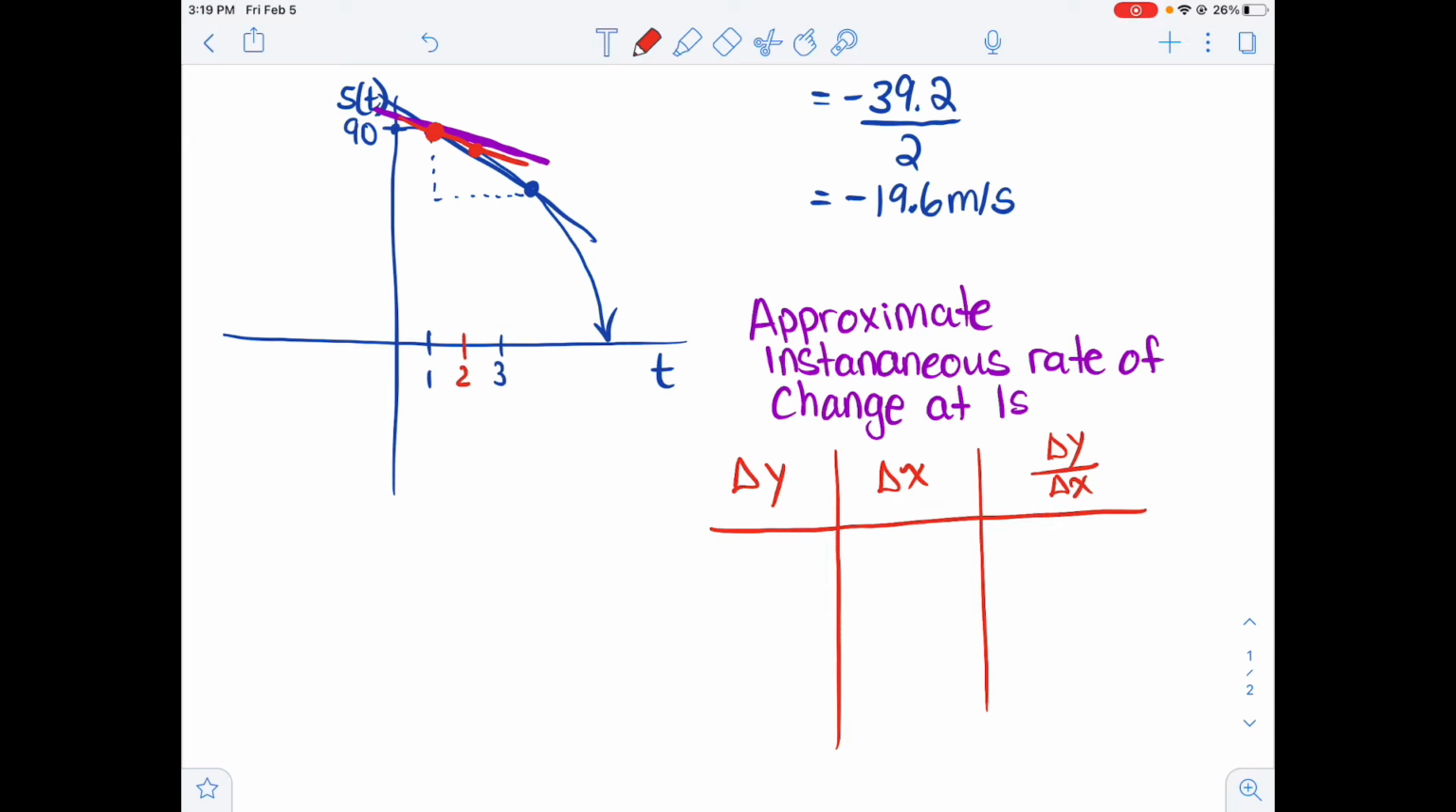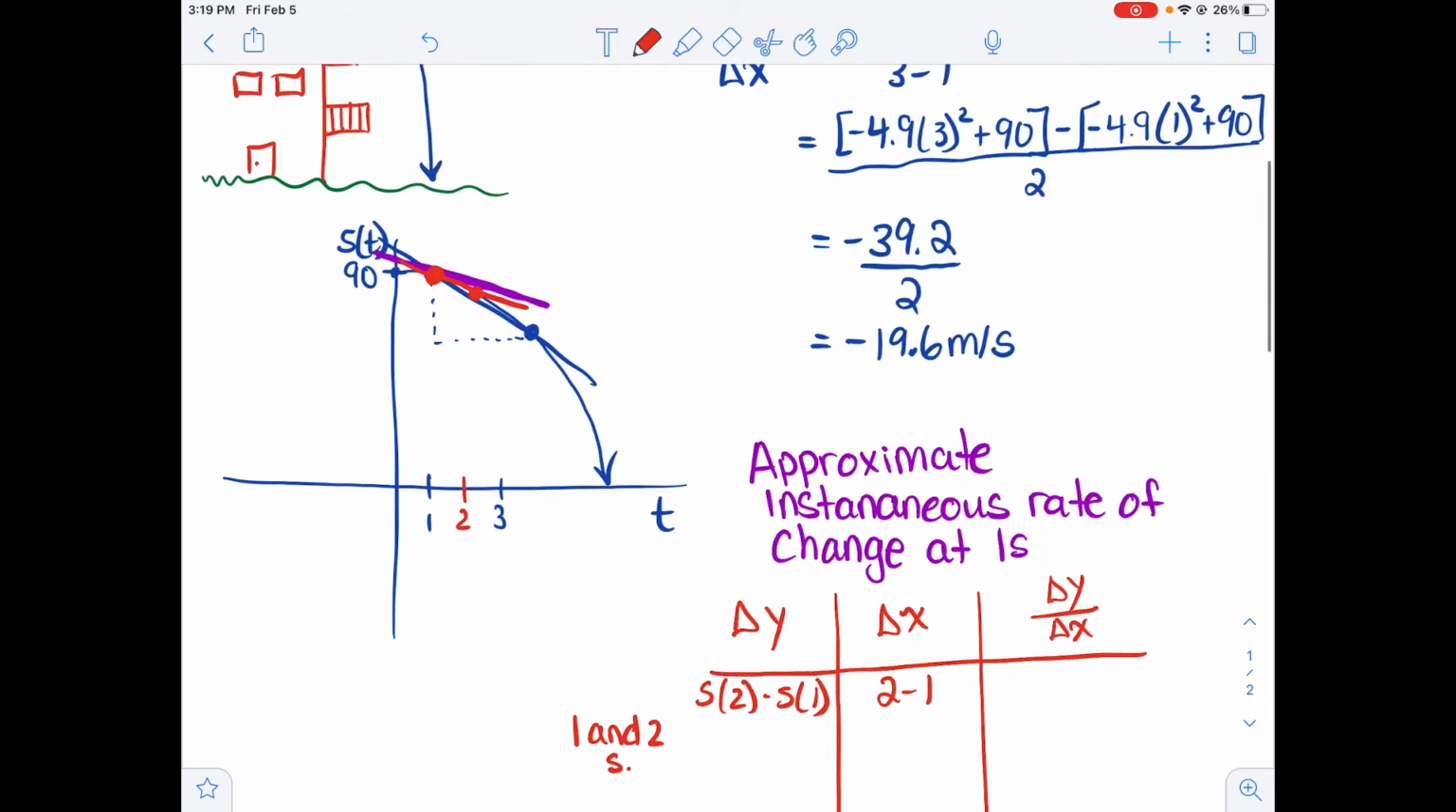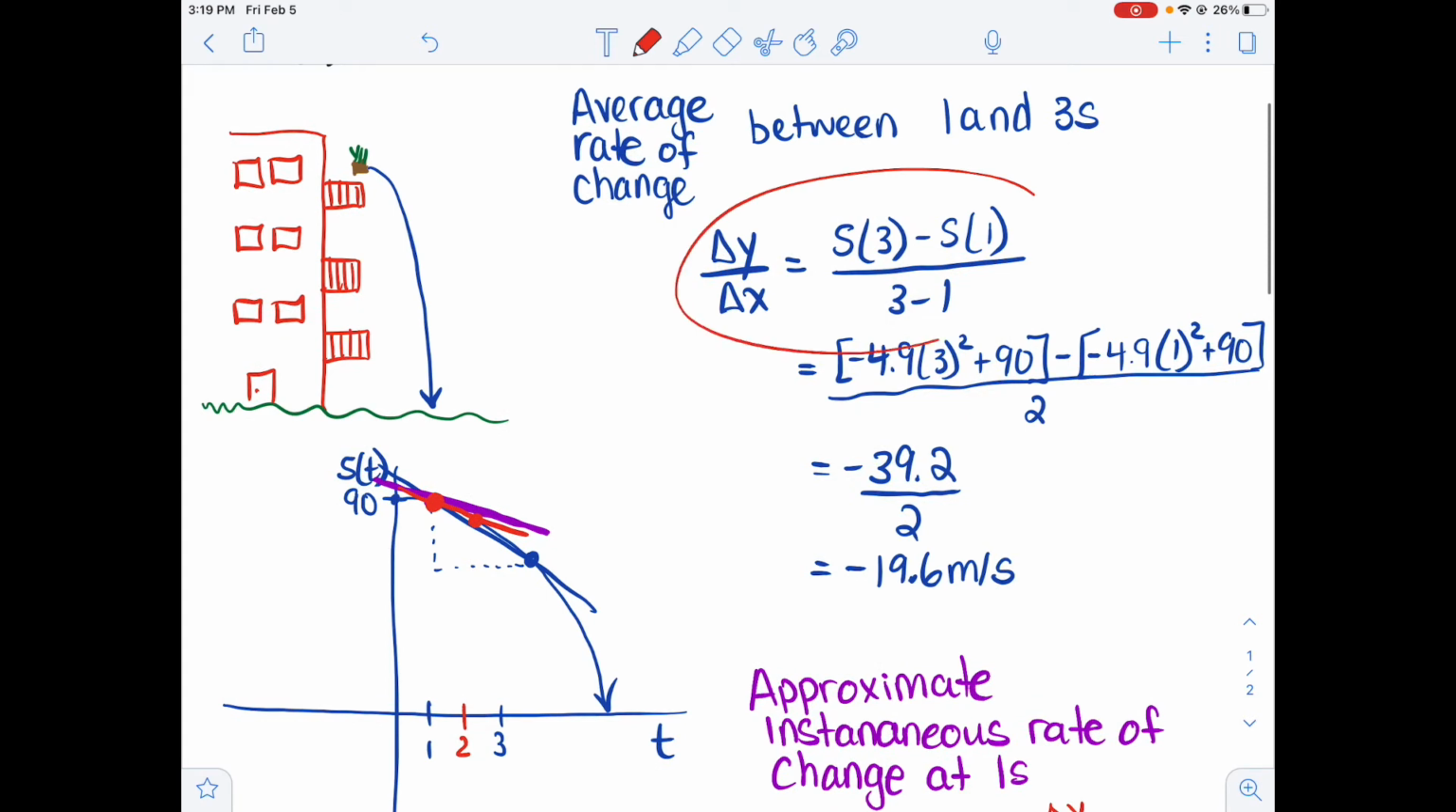So let's say I wanted to look at the rate of change between 1 and 2 seconds. For the change in y, I'm doing S of 2 minus S of 1, and for the change in x, I'm doing 2 minus 1. You just need to calculate that just like we did up here, S of 3 minus S of 1. We're going through all of that, but we're subbing in 2 and 1 into those points.